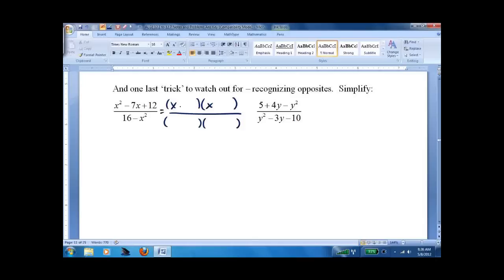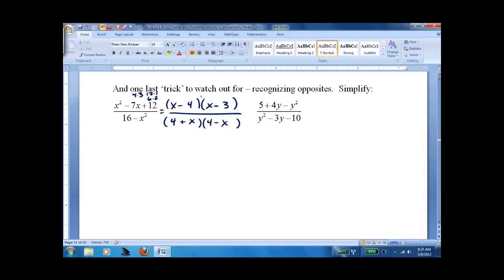X minus 12 times 1, 6 times 2, 4 times 3. 4 and 3 it is. Perfect square with no middle term. Take the square root of both. Plus, minus, x. And here's the hard part. I've got a 4 minus x here. I've got an x minus 4 here. They look really close, but they're not the same.